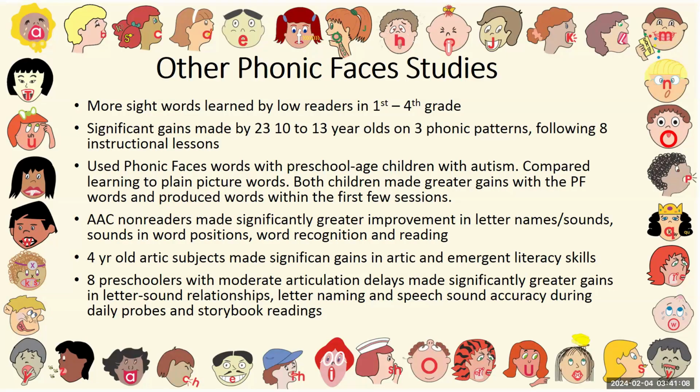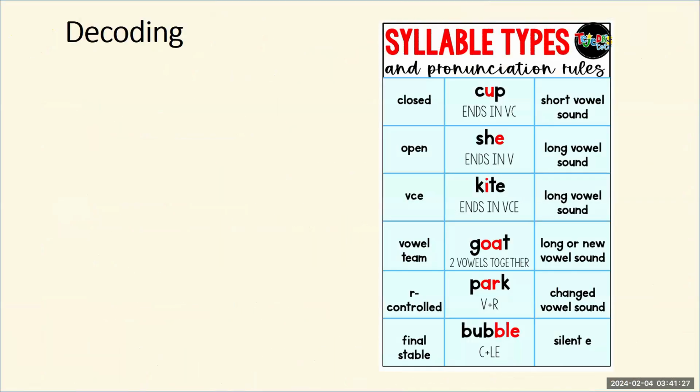In another study, 4-year-old articulation subjects made significant gains in articulation and emergent literacy skills. And finally, 8 preschoolers with moderate articulation delays made significantly greater gains in letter-sound relationships, letter naming, and speech sound accuracy during daily probes and storybook reading. So a lot of these studies are showing some really nice outcomes.